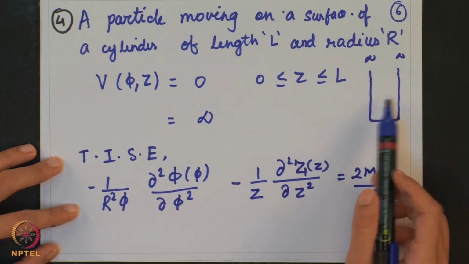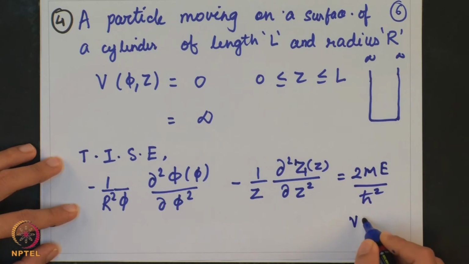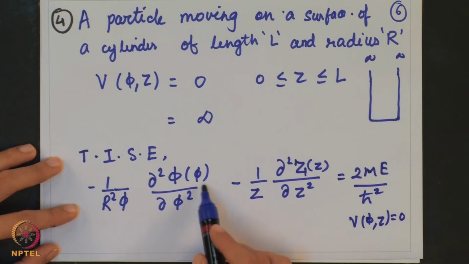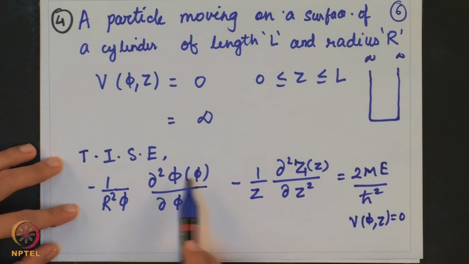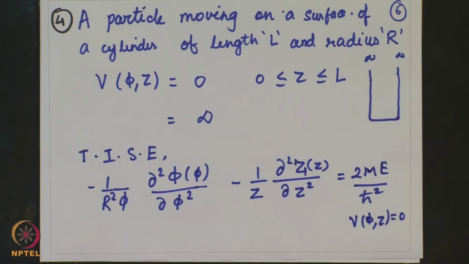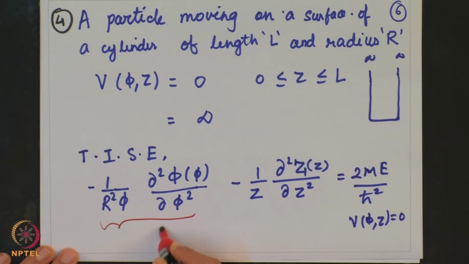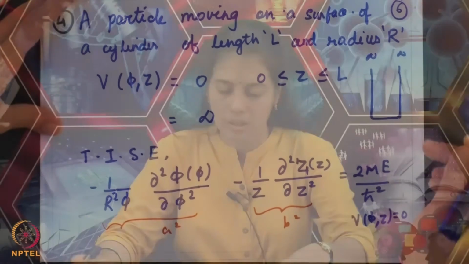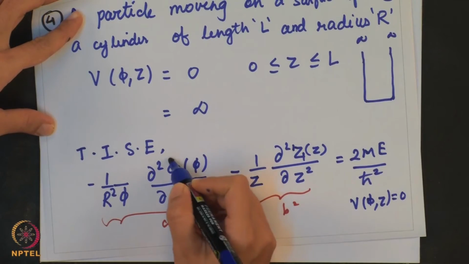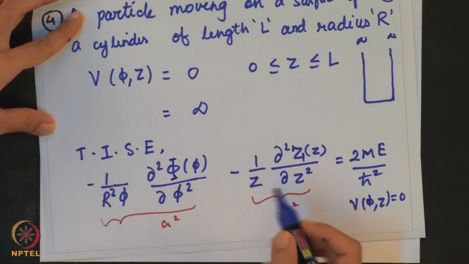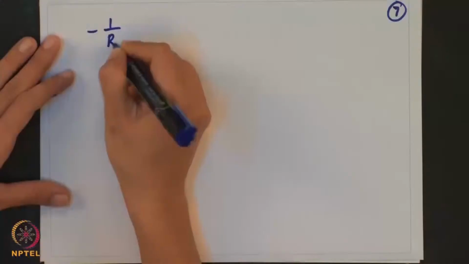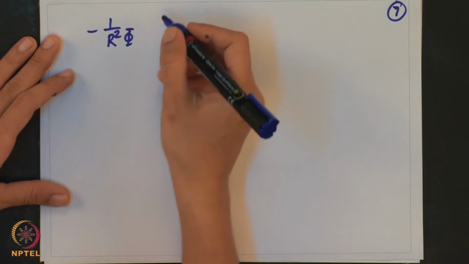Now we are talking about the particle inside the potential, so V of phi comma z is 0. So, we do not have the potential term, and this you can write as some A square, and this you can write as some B square. This is an equation with two variables. Let me call this capital phi to avoid confusion. 1 by r square capital phi.